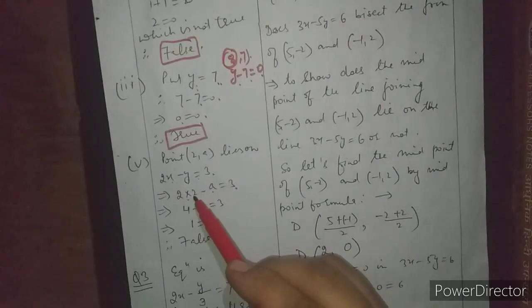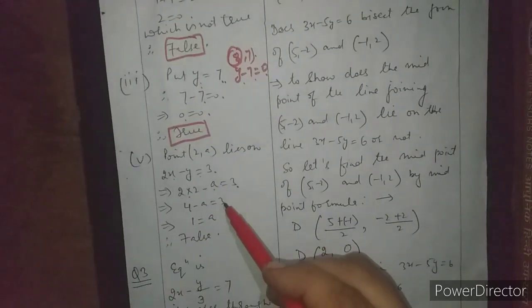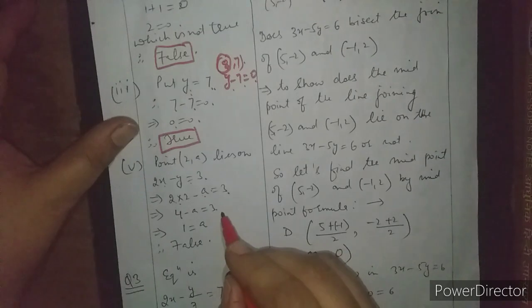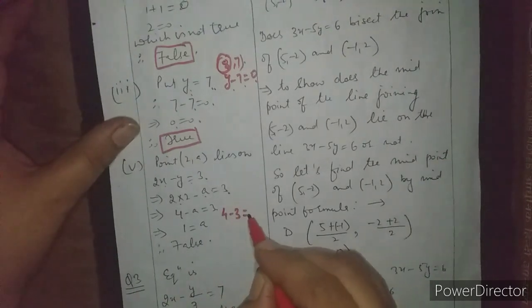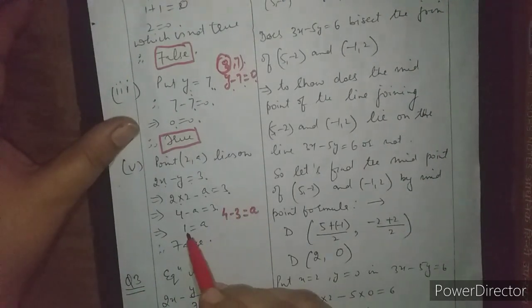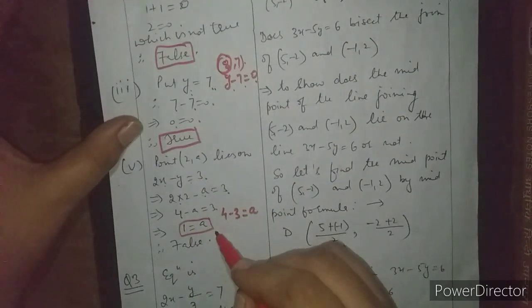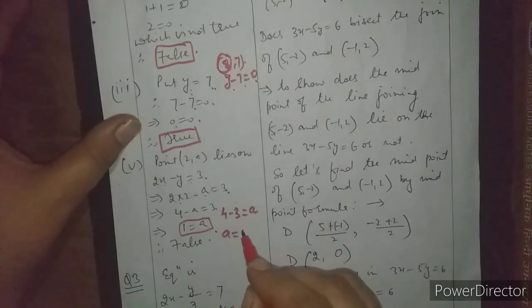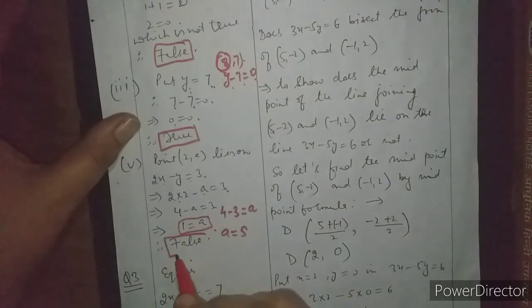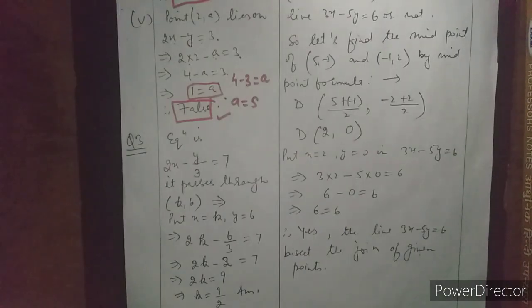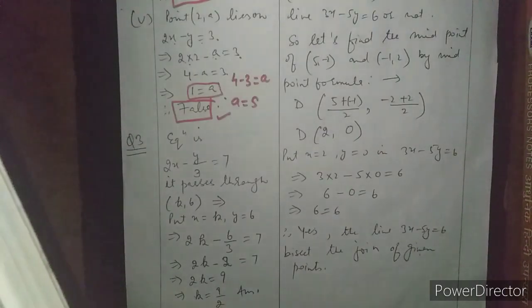At the time of putting, 2 2s are 4 minus a is equal to 3. So it becomes 4 minus 3 is equal to a, or a is equal to 1. Our solution says a equal to 1, but the question was saying that a is equal to 5. It means the statement is false, right? So now let us talk about question number 3.